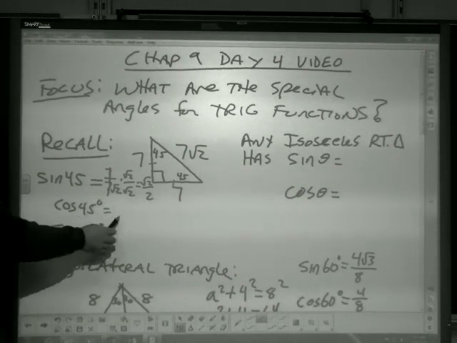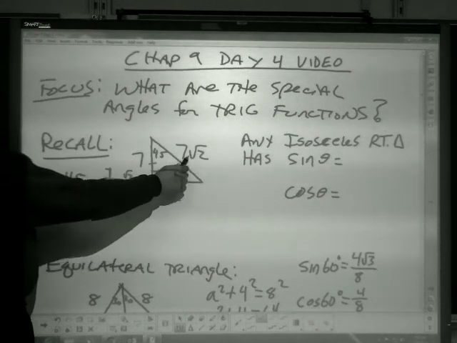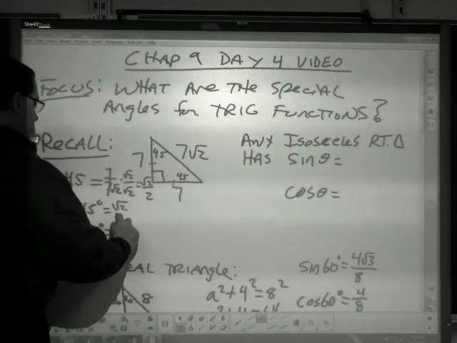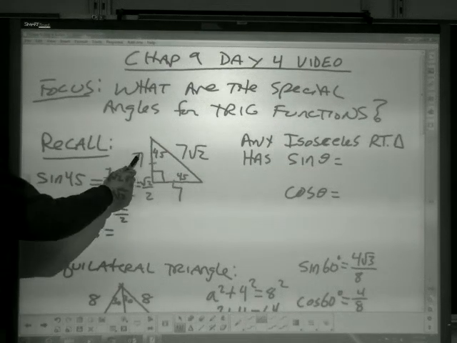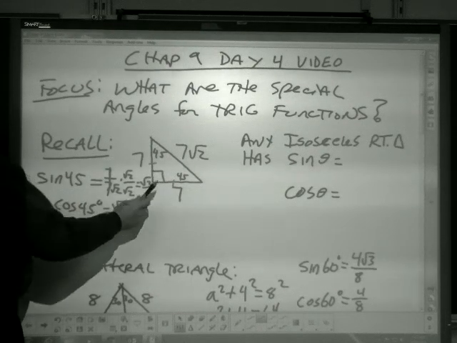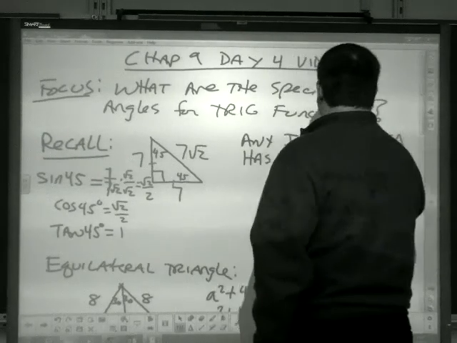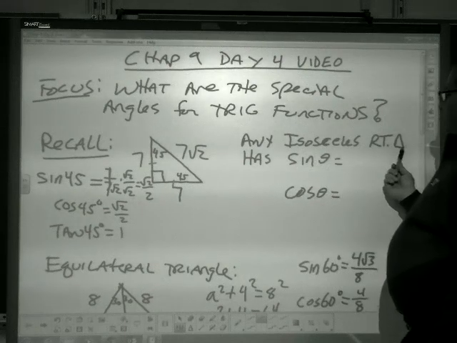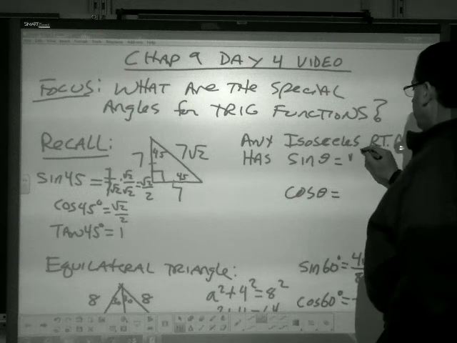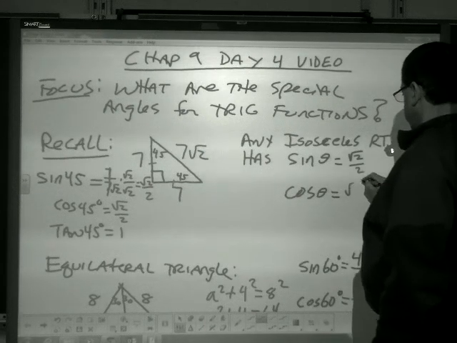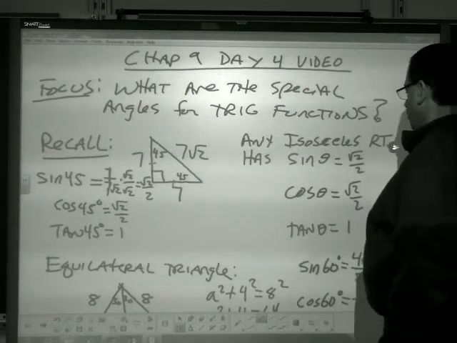Okay? Cosine of 45. That's adjacent over hypotenuse. It's going to be the same thing. 7 over 7 radical 2 reduces down to radical 2 over 2. And the tangent, which is opposite over adjacent, or the sine over the cosine, 7 over 7 is 1. And so what we can tell is for any isosceles right triangle, the sine of the angle, which is 45 degrees, is radical 2 over 2, and then the tangent of theta is going to be 1.